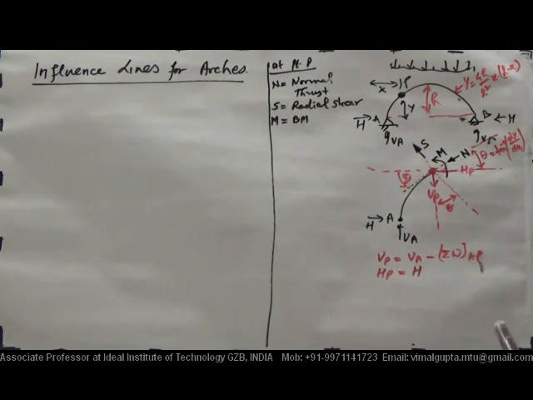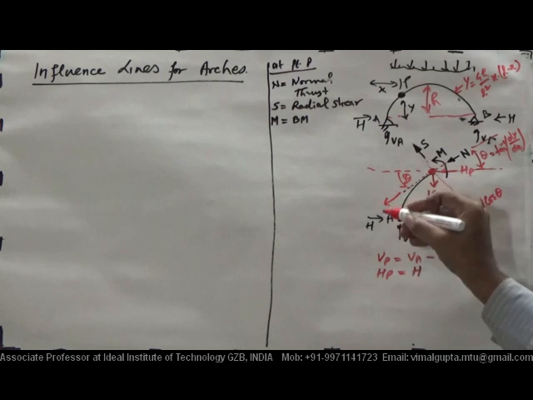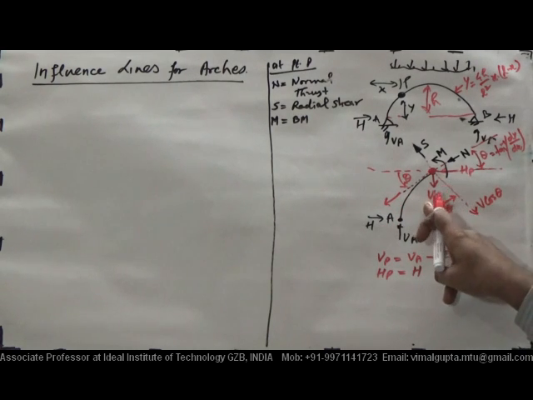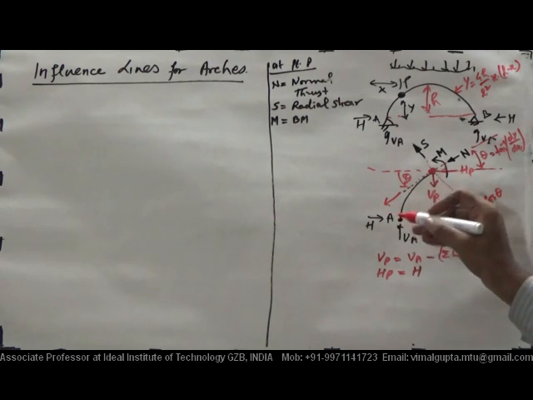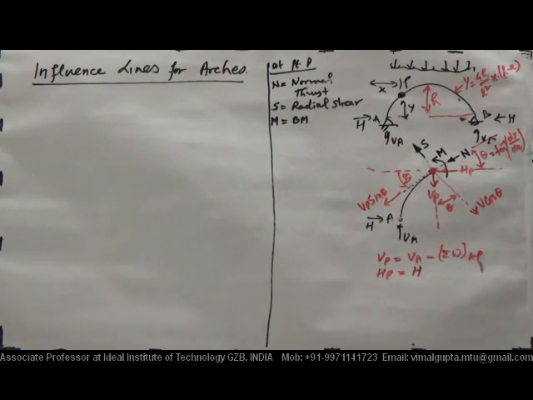Now the resolved component of the vertical force VP along the normal direction will be VP cos theta, and the resolved component of VP along the tangent direction is VP sin theta.